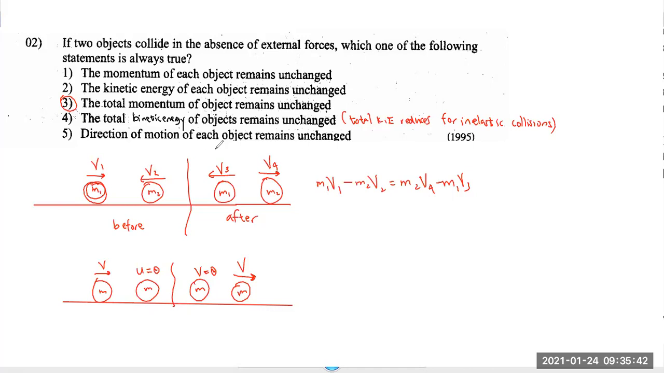Direction of each object remains unchanged. That's also incorrect. See, in this example, you can see the directions of the objects can definitely change when they collide. Therefore, third is the obvious answer. Fourth one is not always true. They are saying always true, and the fourth is not always true.